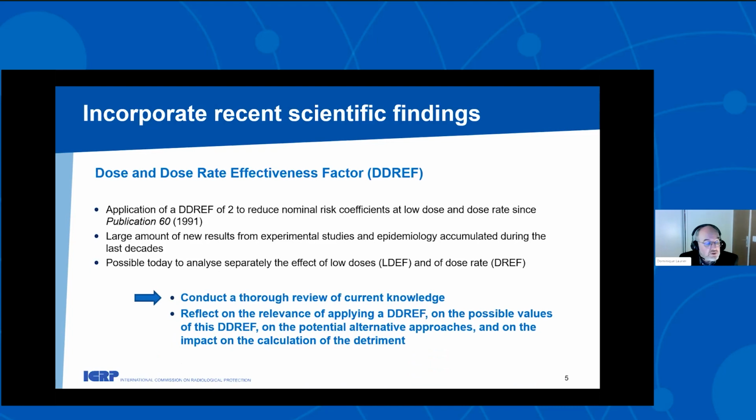So the recommendation is to conduct a detailed and complete review of current knowledge and to have a reflection on the relevance of applying a DDREF today. What are the possible values for this factor after this review of the current knowledge? What are the potential alternative approaches? And finally, what is the potential impact of these different choices on the calculation of the detriment?